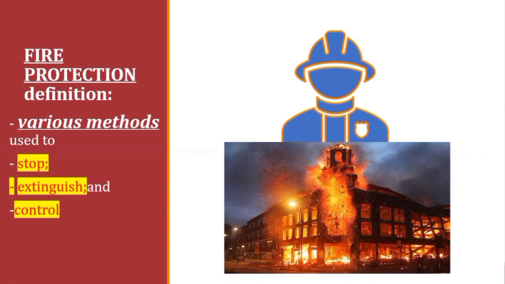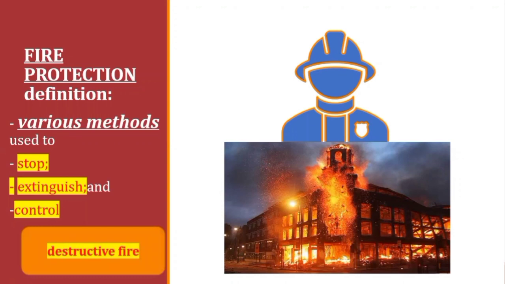So what do we stop? Or what is the purpose? Why do we need to stop, extinguish, and to control the fire? That is against the possibility of the destruction that a fire may cause. So fire protection is for eventual prevention of loss of life and property.